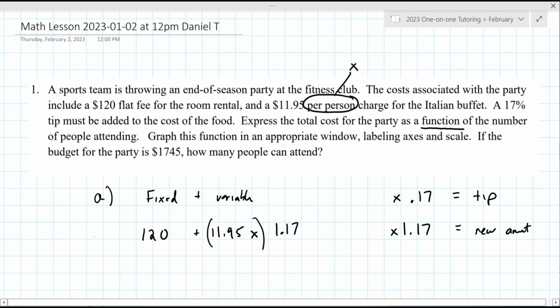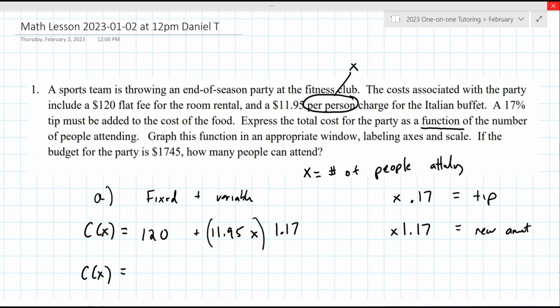So you got to pick a letter like C of X, for cost, something like that. And then you probably want to simplify here since this is being turned in. It's good to label your variable. X is the number of people attending. Something like this. And then we do want to multiply the 11.95 times 1.17. So I'll do that now, 11.95 times 1.17. And you get kind of a bad decimal, but that's just the nature of these things. All right, so there's your cost function. That's part A.